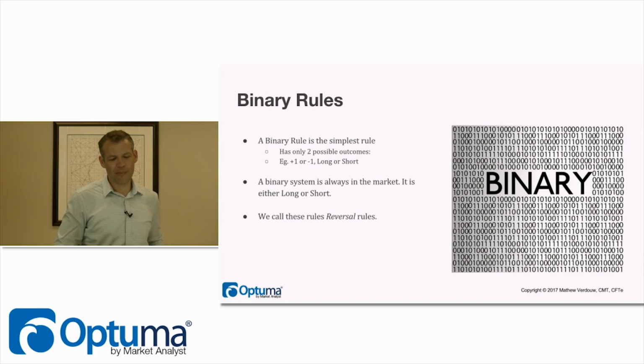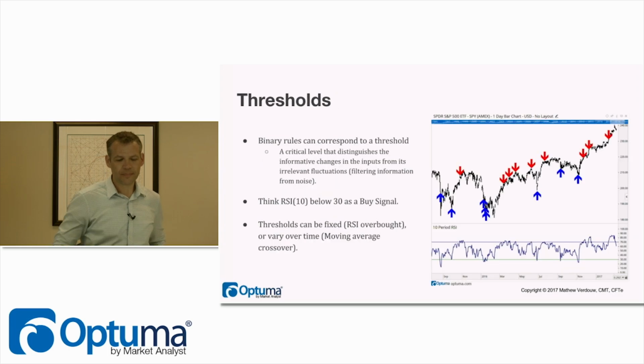Binary system is always in the market, it's either long or short. We call these reversal rules. Parabolic stop and reverse is a classic indicator that operates this way. You keep staying in the market until the reverse has been breached, and then it flips over and you're in short and continue on that way.